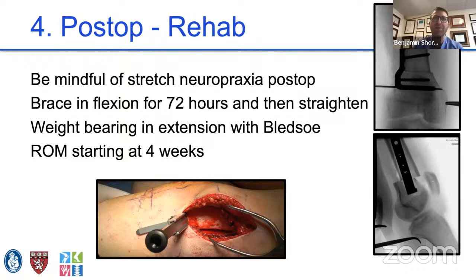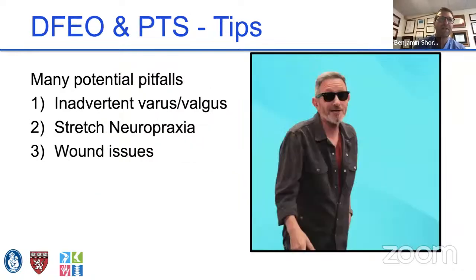If they have an epidural, I don't let them sit more than 90 degrees of flexion, just because I've had some kids stretch their lumbar plexus because they've been so tight and they can't feel. So I usually say head of the bed to 60 until the block is out, and then we move the legs straight and allow them to sit up. They can weight bear in extension with a Bledsoe, and we start range of motion at 4 weeks.